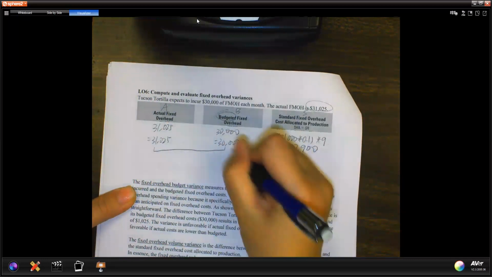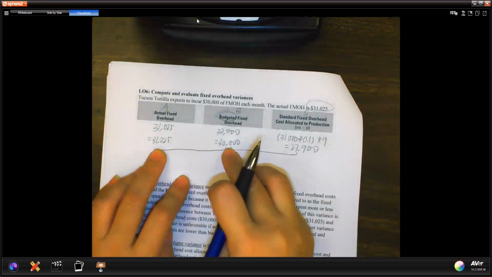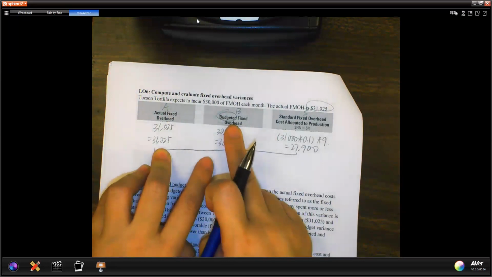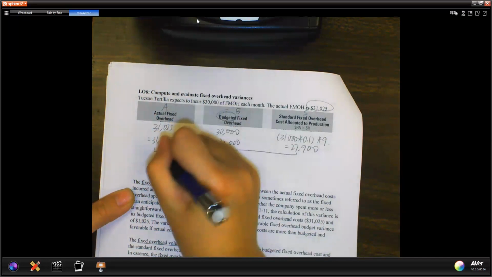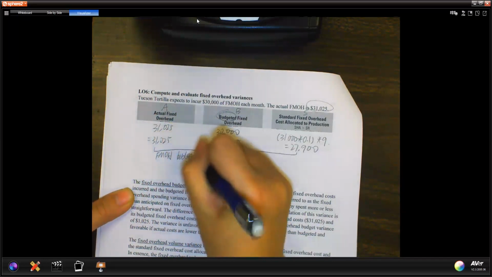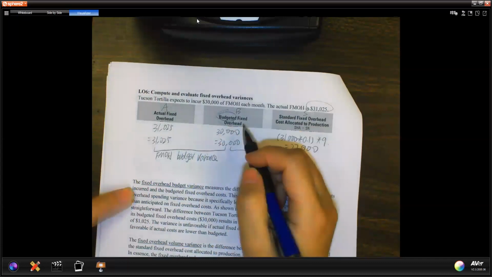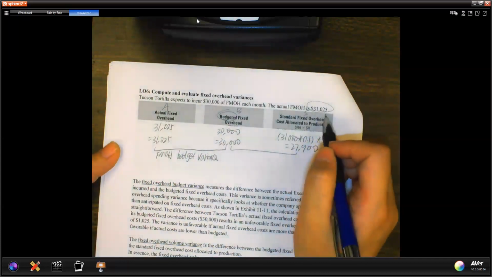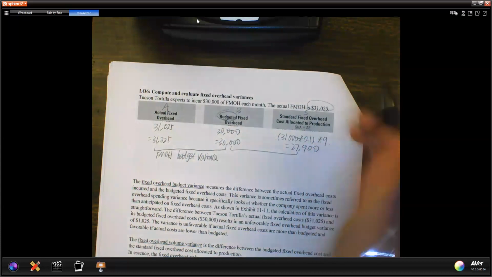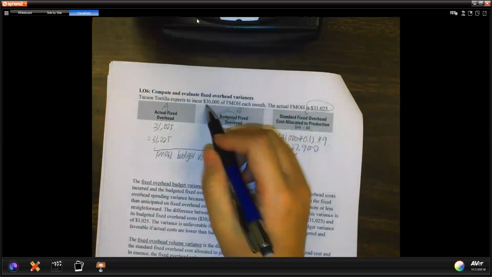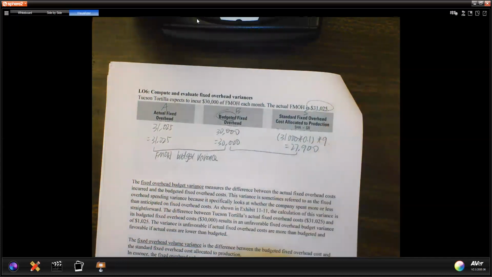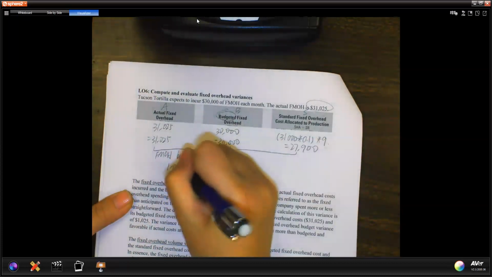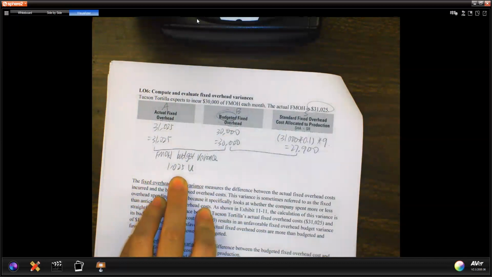Okay. So first, make sure you know how to name those things. The first column and second column are about your actual and your budget. The difference we call the fixed manufacturing overhead budget variance. Sorry, you budgeted $30,000, but your actual is $31,025, so your actual is more than your budget. So you have $1,025 unfavorable; you cost more than your budget.